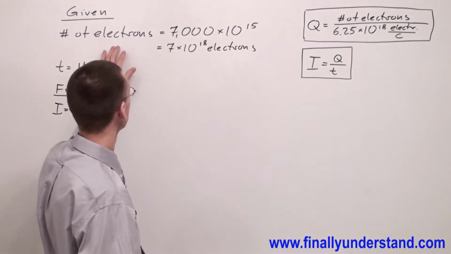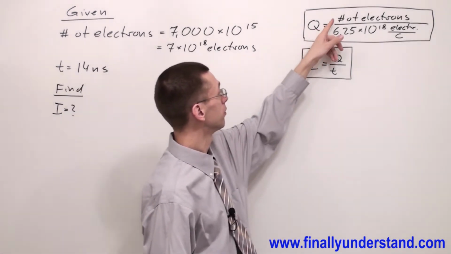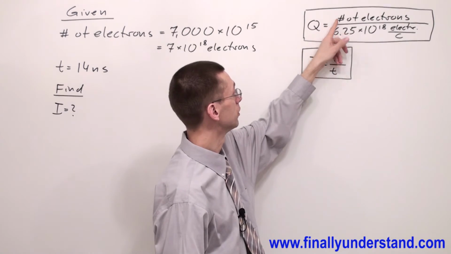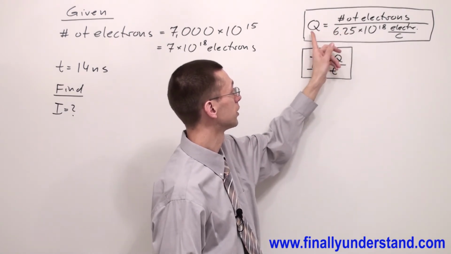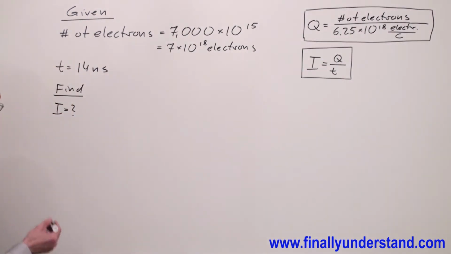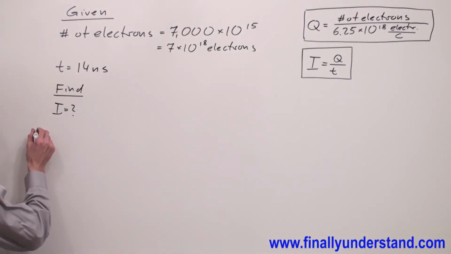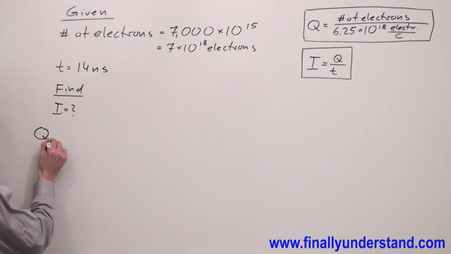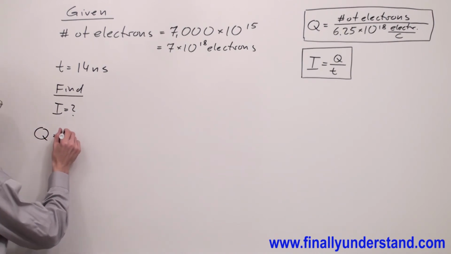I have been given the number of electrons. I have this unknown. This is my constant, so I can very easily calculate the charge. That's why I'm using this formula. So let me write the formula first. Remember, always write the formula first.